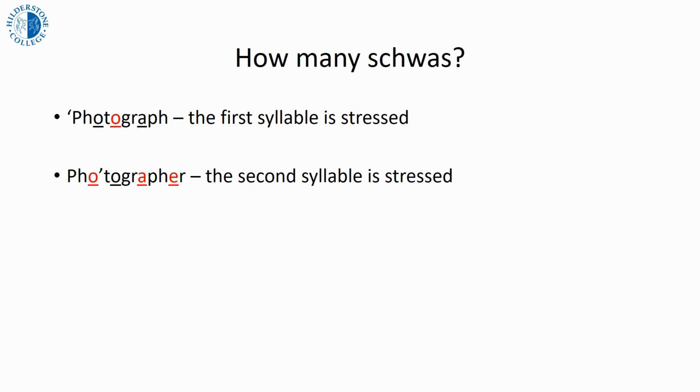Photographer. Can you see that the stress mark has shifted to the second syllable because we say photographer, so it's different to photograph. Can you hear as well how the first and the third syllable have changed their sounds? Photographer. So there are 3 schwas in this word. Did you get that right? If you did, well done, because usually people don't expect there to be so many schwas in one word.